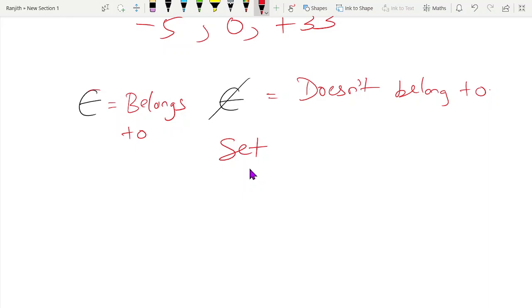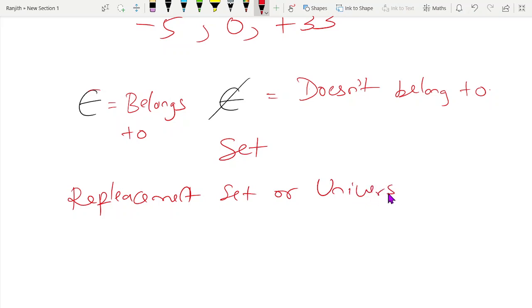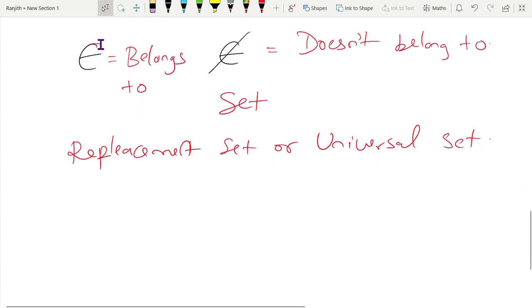A set is a group of numbers or symbols which have a similar value. It can be a group of anything: alphabets, cars, bikes, anything, a group of a specific value. Any one value will be the same. That is sets. From sets we have the replacement set. And remember this: belongs to, doesn't belong to.